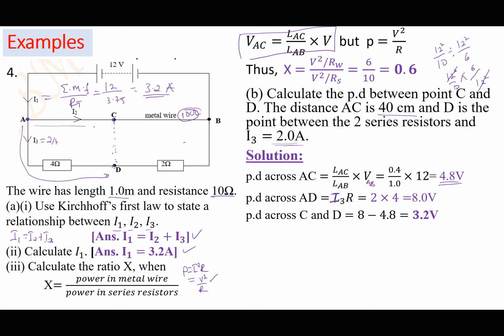The PD across the other path is 4.8. So the difference in those values is going to be the PD across CD.